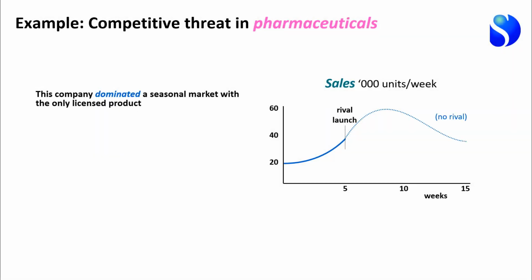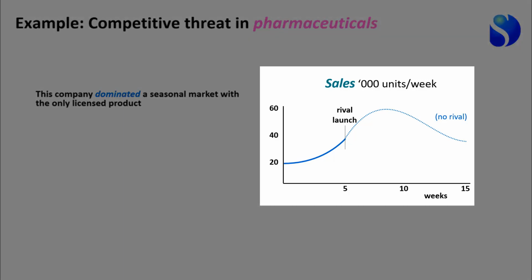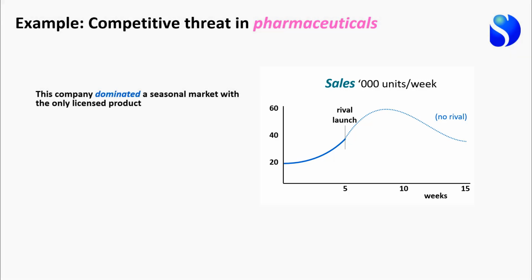This is a case of an extremely aggressive short-term competitive threat in the pharmaceuticals industry. This is a seasonal product. That chart there is how much of the product they would expect to sell over 15 weeks of the peak sales season for the product. And this would be starting in March and going on to August, I think that is.